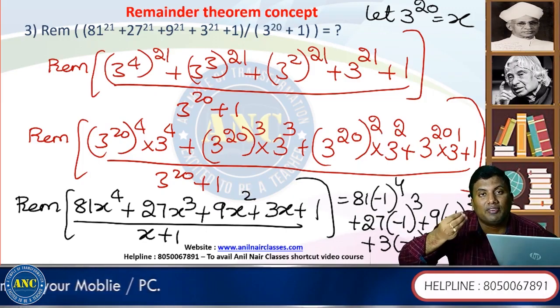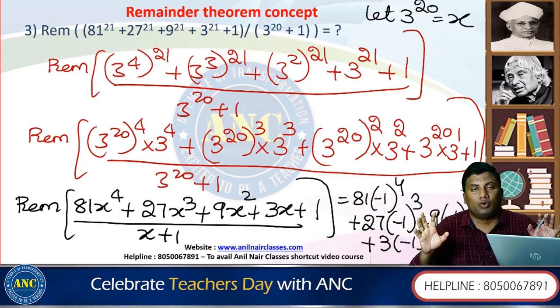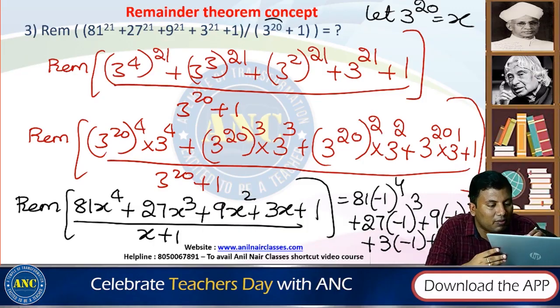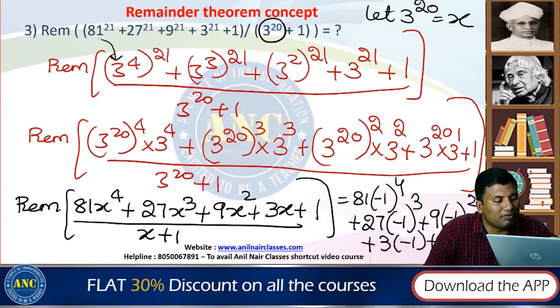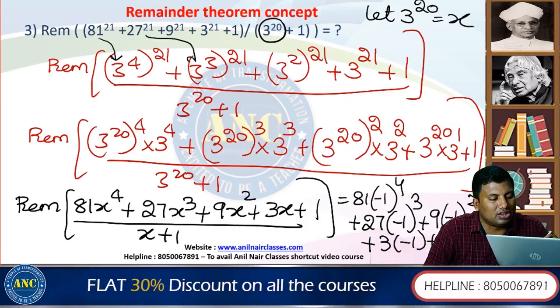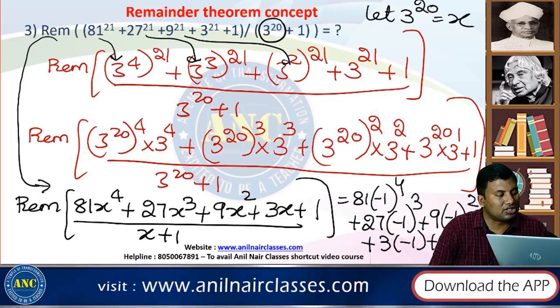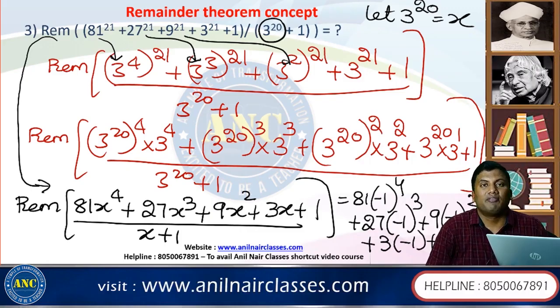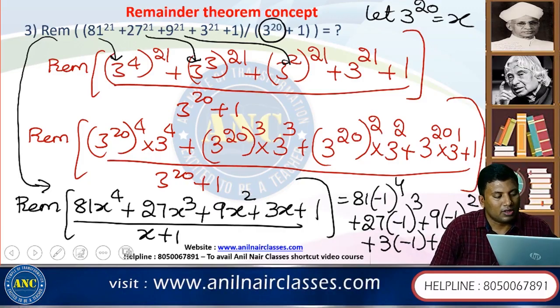Instead of giving you the variables, he gave such kind of exponent values just to create a fear in you. Nothing to fear. Wherever 3 power 20 is there, take x value. So 81 is 3 power 4, 27 is 3 cube, 9 is 3 square. So 3 power 20 power 4. This entire question is translated to 81 x power 4 plus 27 x cube plus 9x square plus 3x plus 1 divided by x plus 1. Wherever x is there, substitute minus 1. I hope you got the idea. Next one. Third one.